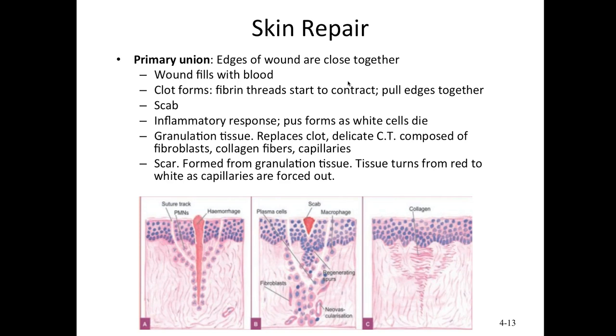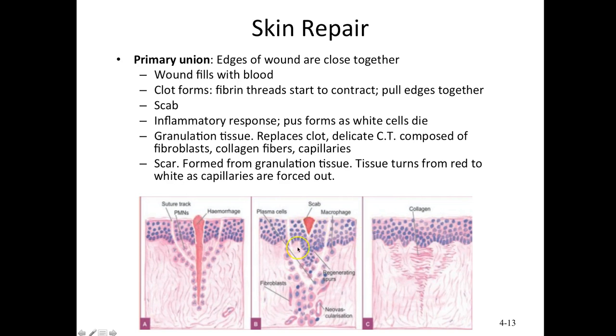So when we discuss skin repair, we have two types of unions. We have the primary union, in which the edges of the wound are close together. So what ends up happening is we have that wound fill with blood, and we get a clot that is going to form, and that includes some fibrin threads that'll contract and help to pull the edges of the skin together. That develops into a scab, and our inflammatory response would, of course, take place, which we discussed previously, and the pus forms as our white blood cells are going to die.